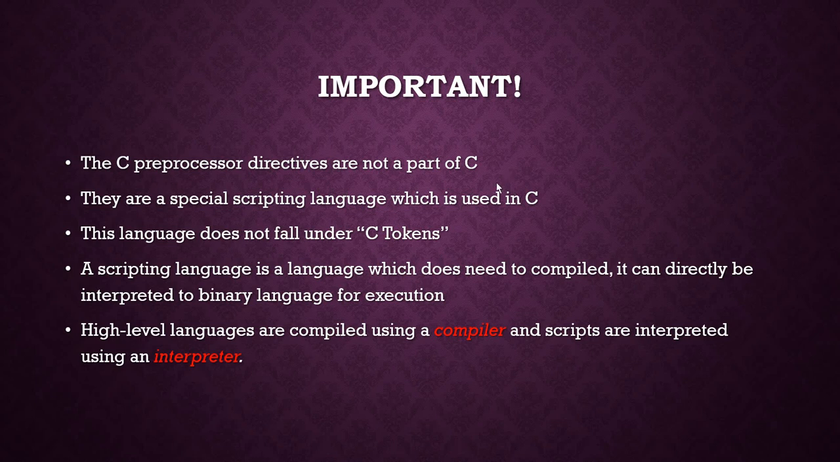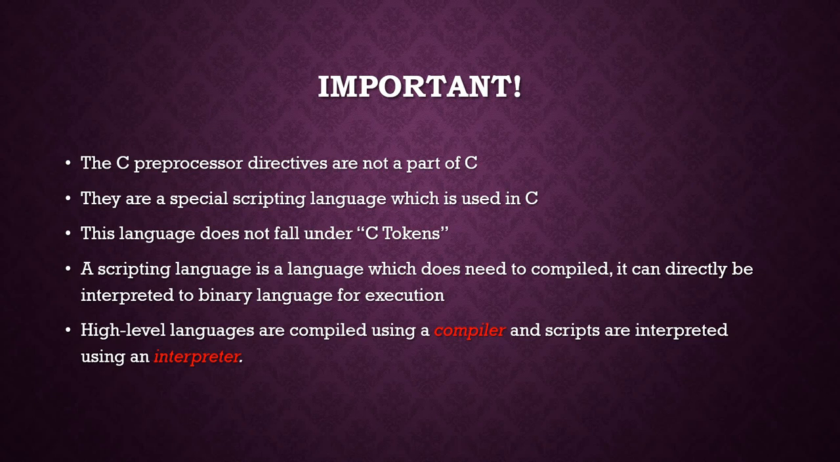So what are scripting languages? So we'll see in the fourth line here. The third line is this language does not fall under C. Okay, so it does not fall under C token. So you cannot actually divide the words of the preprocessors into C tokens. So what is a scripting language? A scripting language is a language which does not need to be compiled. Okay, here's a mistake. It should be to be compiled, and it can directly be interpreted to binary language for execution. Okay, so if you remember, in case of compilation, we had what, a few levels, right?